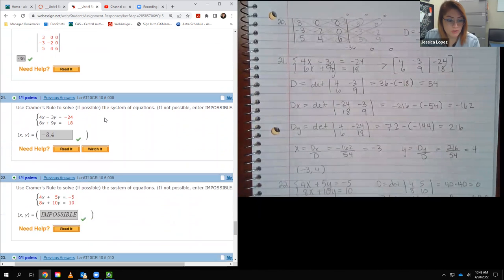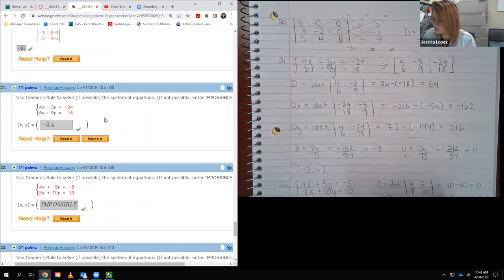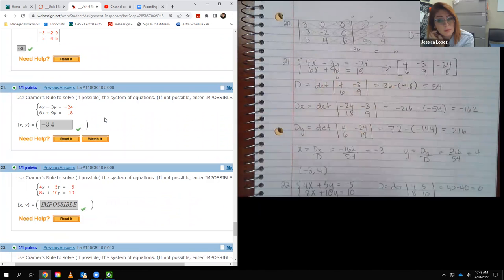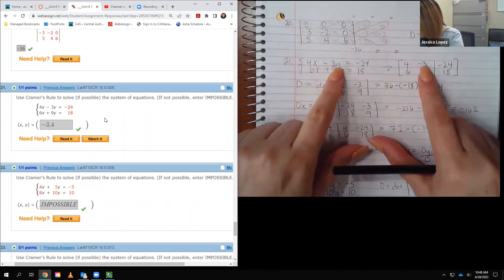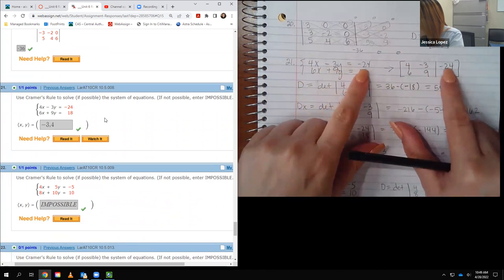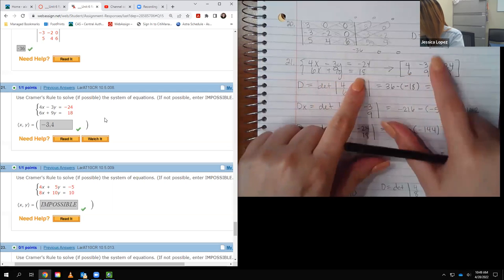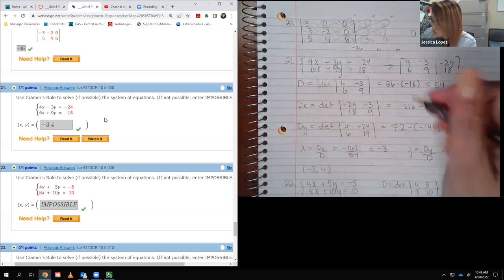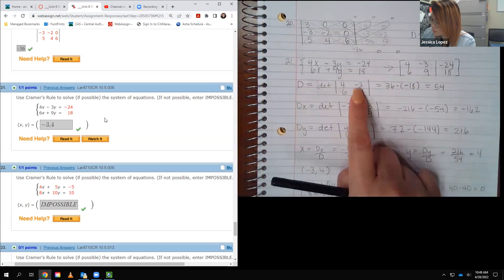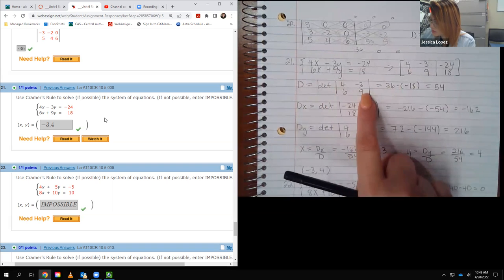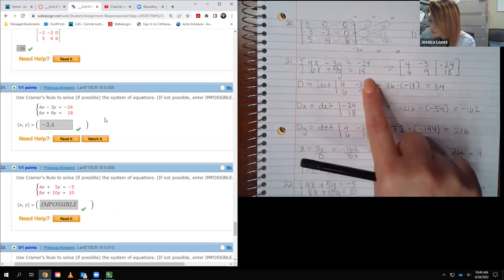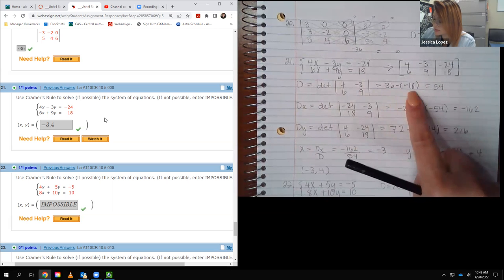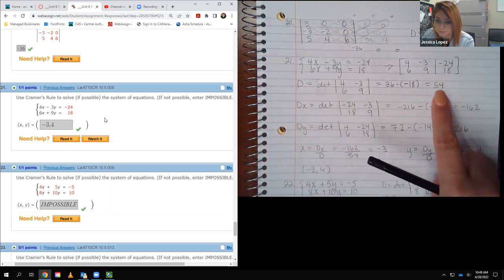Now for 21, we're going to be using Cramer's rule. The first thing I like to do is put it in its matrix form so I don't have all the variables in the way. So it's 4, -3, equal sign, -24, and 6, 9, equal sign, 18. For D, we're going to do the determinant of just the coefficients, which is 4, -3, 6, 9. So this product, which is 36, minus this product, which is -18. Negative and negative, you're actually adding 36 and 18, which is where 54 came from.